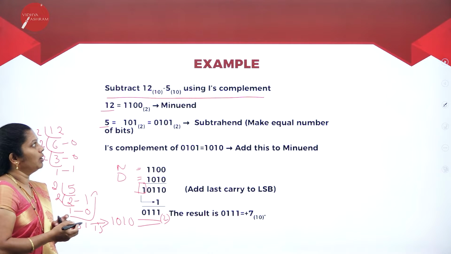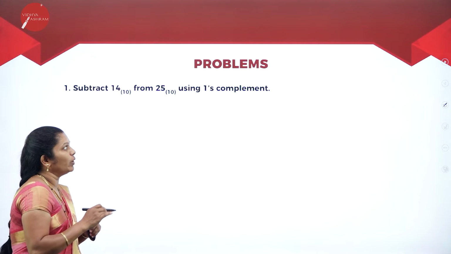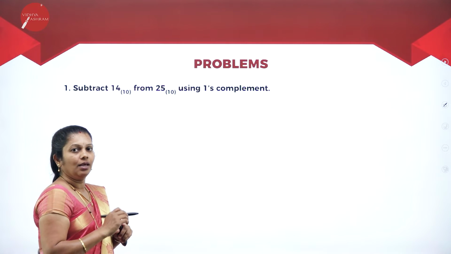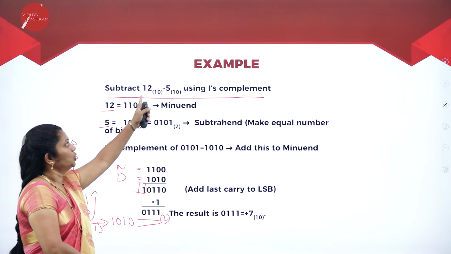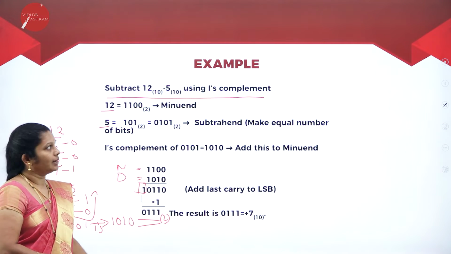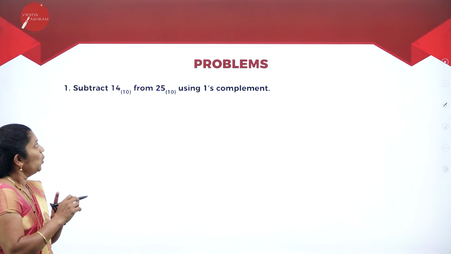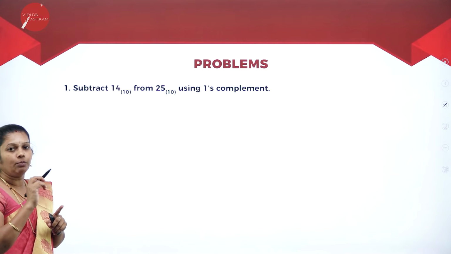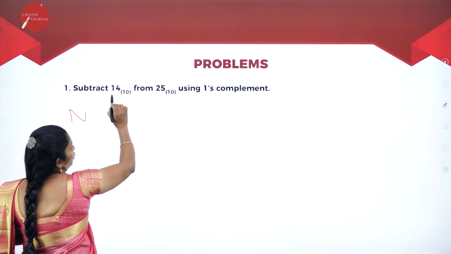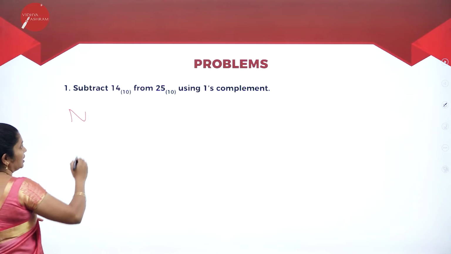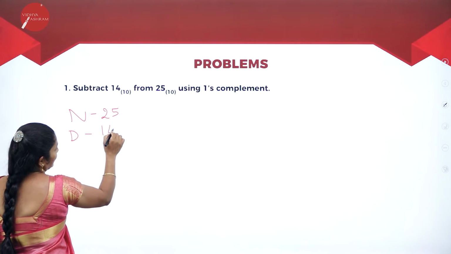Now I will show some more problems on the same method. Consider we have to subtract 14 from 25 using 1's complement. How to perform this? First step, if you observe the previous problem, 12 minus 5, 12 represents the numerator and 5 the denominator. Whereas in this problem, 14 from 25 means that the numerator is 25 and the denominator is 14.